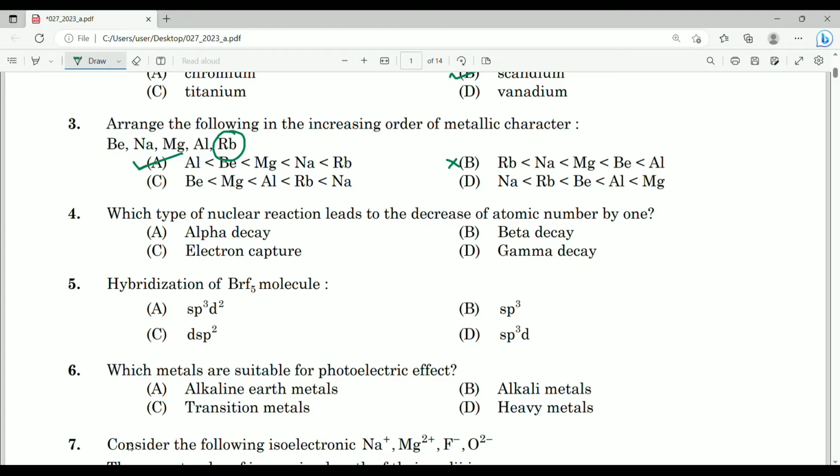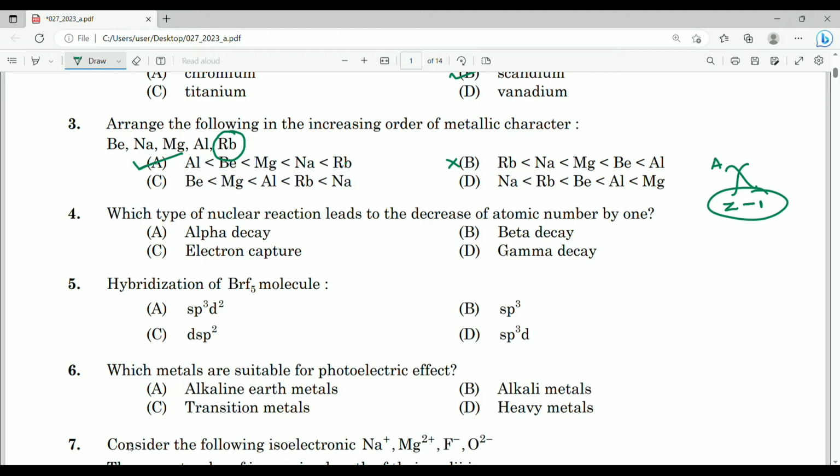Fourth question, which type of nuclear reaction leads to decrease of atomic number by 1? We have to find the nuclear reaction which leads to decrease of atomic number by 1. That means if an element like X is given, with atomic number Z and mass number A, we have to decrease the atomic number Z by 1. Z minus 1 should be obtained. The options are alpha decay, beta decay, electron capture, gamma decay. Among these, which is the correct nuclear reaction which leads to Z minus 1 atomic number?